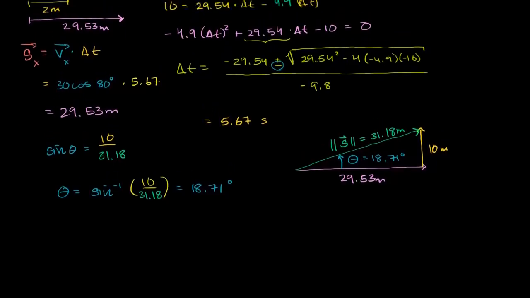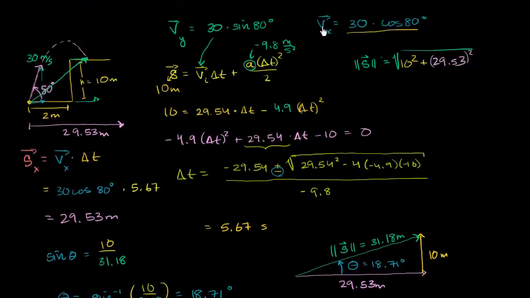So the horizontal component is easy because we already know that the horizontal component of its velocity is this value right over here, which is 30 cosine of 80 degrees, and that's not going to change at any point in time. So this is going to be the horizontal component of the projectile's velocity when it lands. But what we need to do is figure out the vertical component of its velocity.